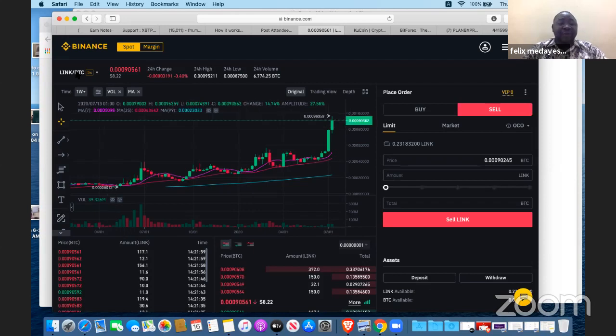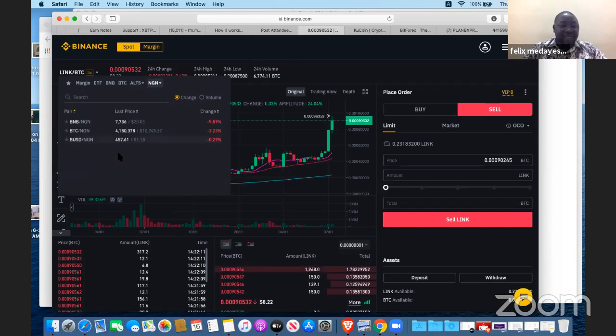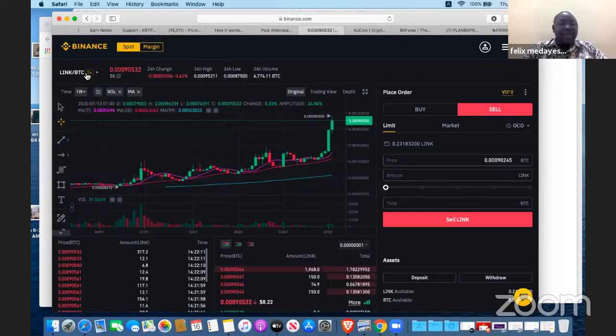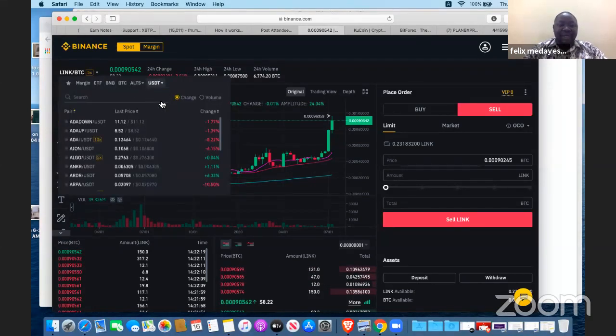At that point, you have to click on the pair market, and then click on fiat, and click which of the stable coins. Is it USDT? But Chainlink is not paired with NGN. If you click on NGN, it's only BTC, BUSD, and BNB. So the only stable coin you can pair Chainlink with is USD. So you have to click on USDT. So I now say, hey, Chainlink, since I bought when you were $2, I want to sell.